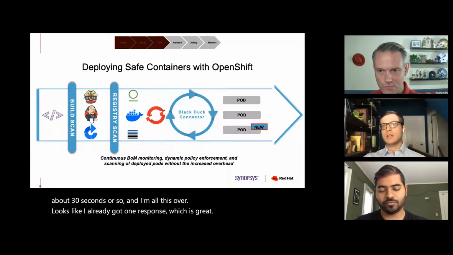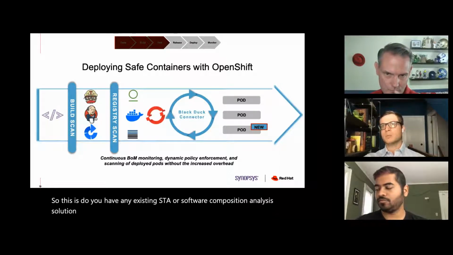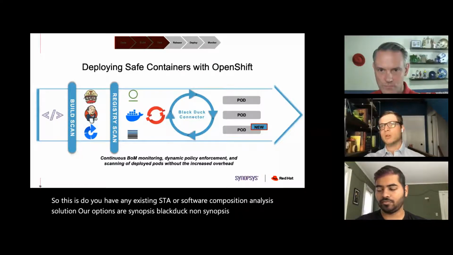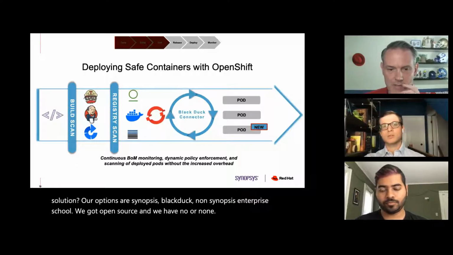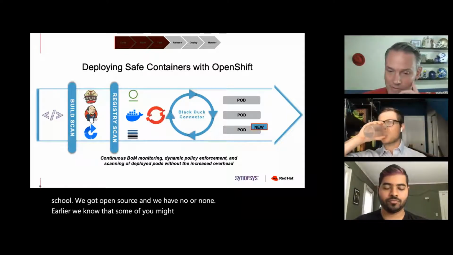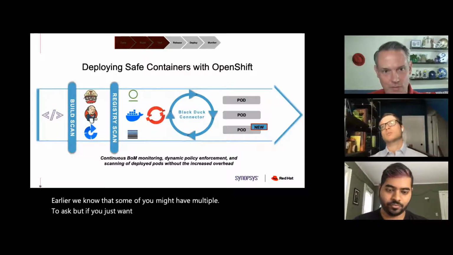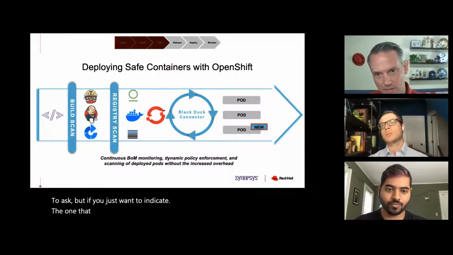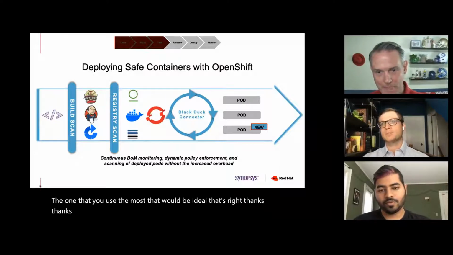So this is, do you have any existing SCA or software composition analysis solution? Our options are Synopsys Black Duck, non-Synopsys enterprise tool, we've got open source, and we have no or none. We were talking about this earlier. We know that some of you might have multiple tools, but if you just want to indicate the one that you use the most, that would be ideal. That's right. Thanks, Dave, for keeping me honest there.